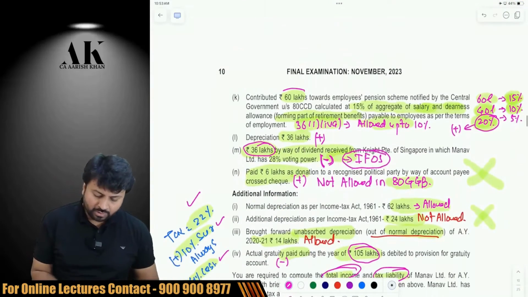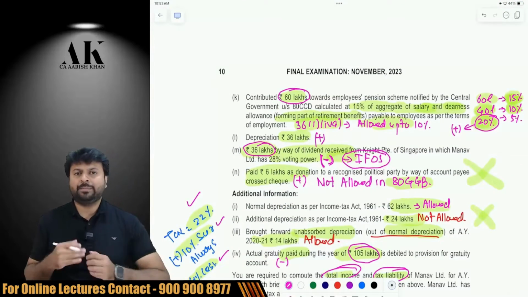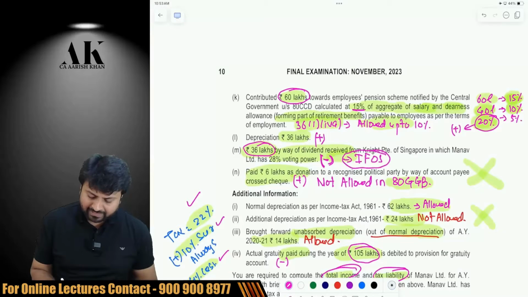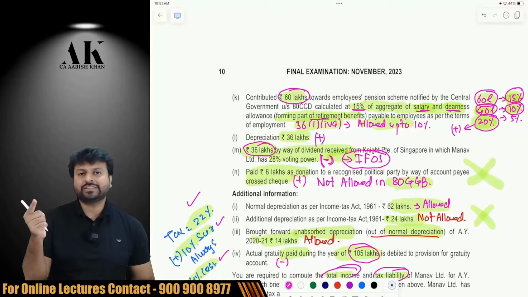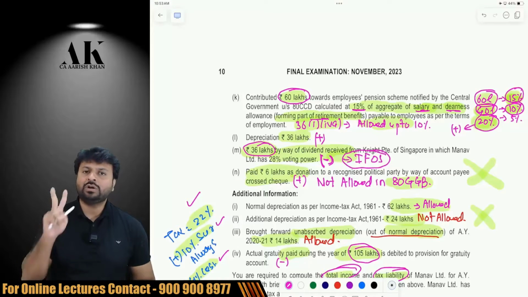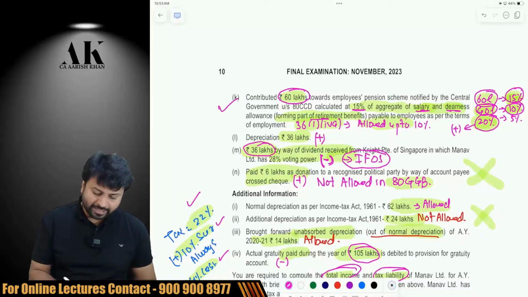Next one is you are contributing, the company is contributing to employees pension fund approximately 15% of basic salary and DA in terms, but only 10% is allowed. Therefore, 60 lakhs is 15%. Therefore, 10% is how much? It is 40 lakhs. Therefore, 40 lakhs is allowed. Out of 60 lakhs, 40 lakhs is allowed. Therefore, how much is not allowed? 20 lakhs is not allowed. So, you have to add back 20 lakhs over here.